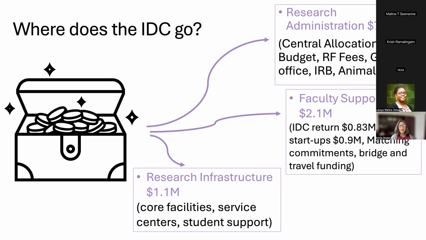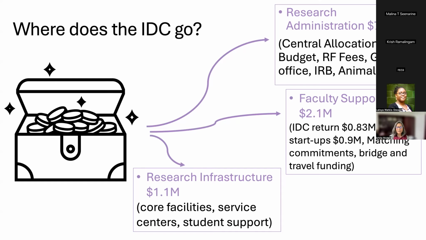We also spend money on matching commitments. So when you prepare your proposals and you say, oh, we're going to have an institutional cost share, that cost share is often coming from our IDC. Depends on what it is, but often it's coming from the IDC. We also spend money on bridge funding and travel funding. So this past year, fiscal year 25, because we had a number of grant terminations, we did spend quite a bit in bridge funding to help people whose grants were suddenly terminated.